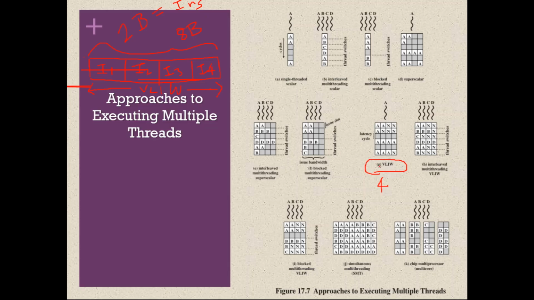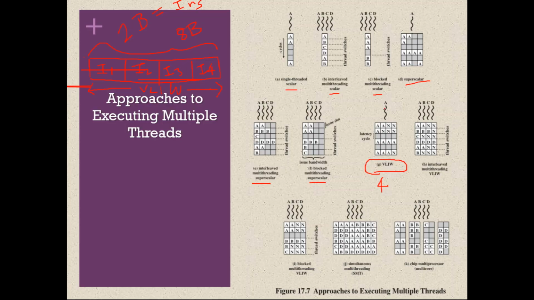And with the very long instruction word, now again we will start from the beginning. Single threaded, interleaved, and then blocked. So we have discussed scalar single threaded, scalar interleaved multi-threading, scalar blocked multi-threading. Then we have discussed superscalar single thread, superscalar interleaved multi-threading, superscalar blocked multi-threading. Now we are going to discuss VLIW single thread. Remember VLIW single thread.